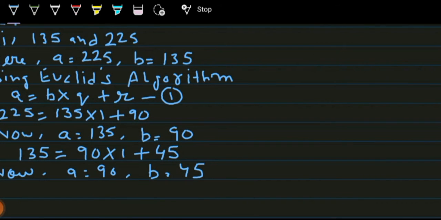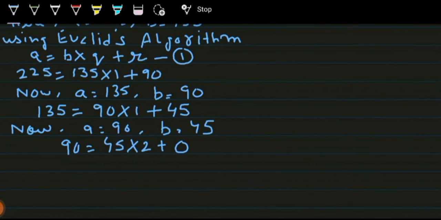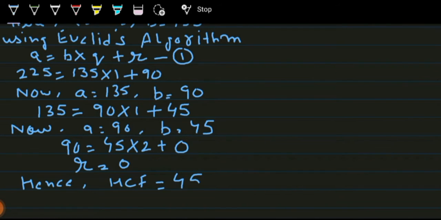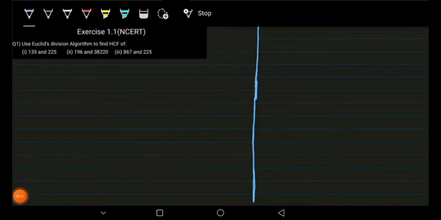Put in equation 1. So we get 90 equals 45 into 2 plus 0. Now the remainder is 0. Here R equals 0. Hence the HCF will become 45. Second question.